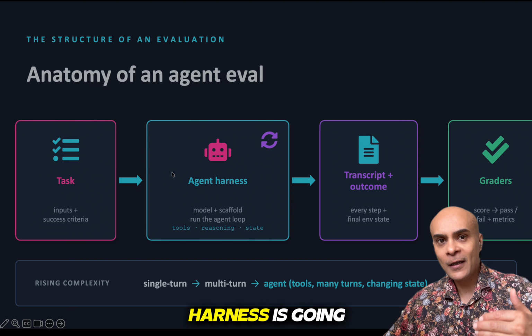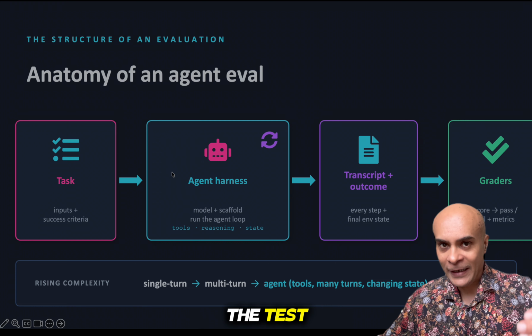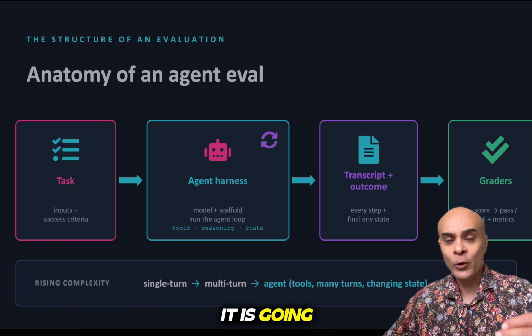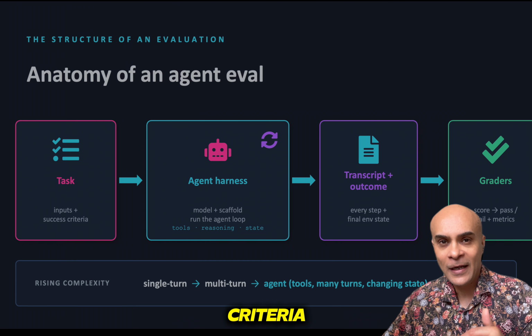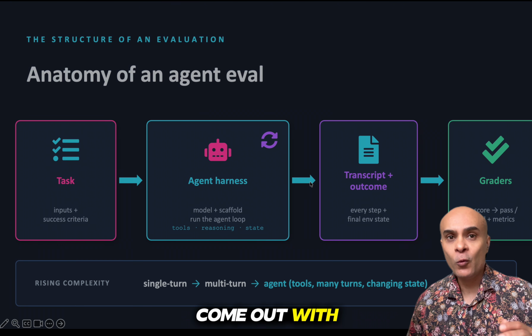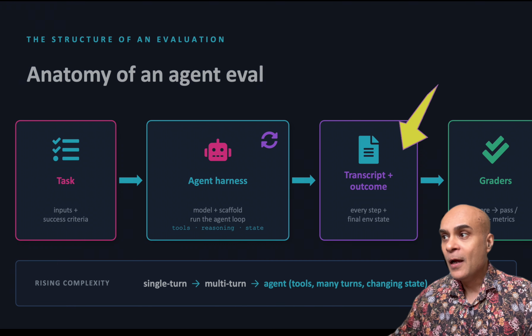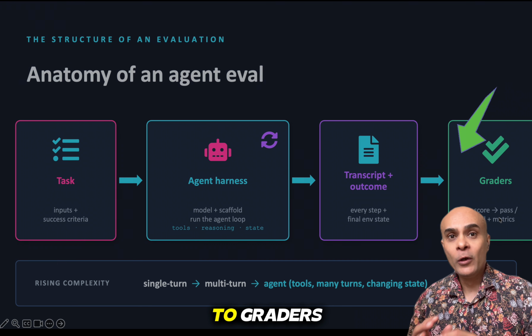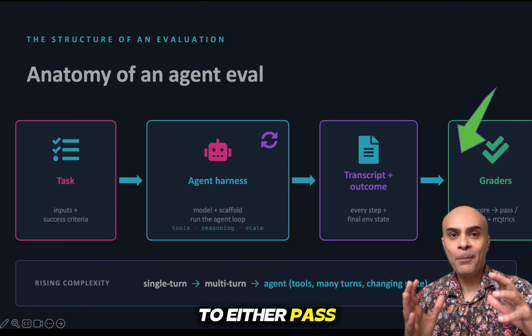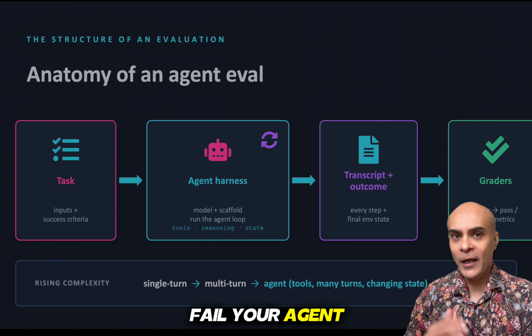So this agent harness is going to execute all the tests that you have specified. It is going to compare them with the success criteria, and then it is going to come out with a report, which is basically a transcript and an outcome. And this report is then sent to graders who are going to either pass your agent or fail your agent.